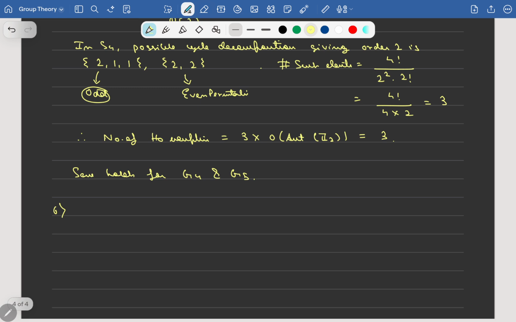And case 6 is trivial, right? So G6 is isomorphic to the trivial group. So there is only one trivial subgroup, obviously, in A4. So that accounts for only the trivial homomorphism. So only one homomorphism.